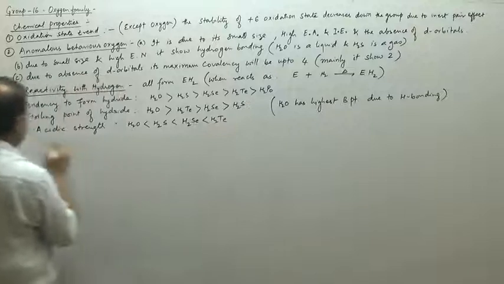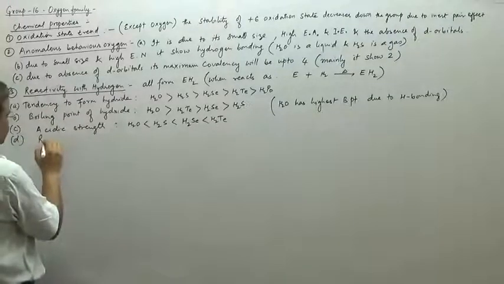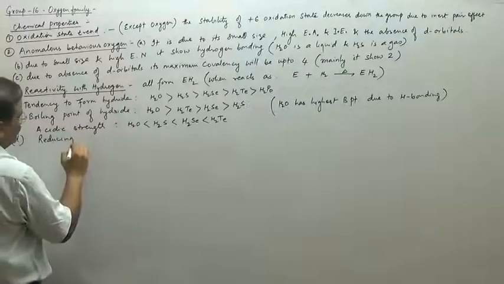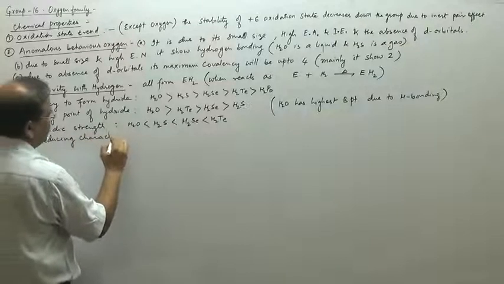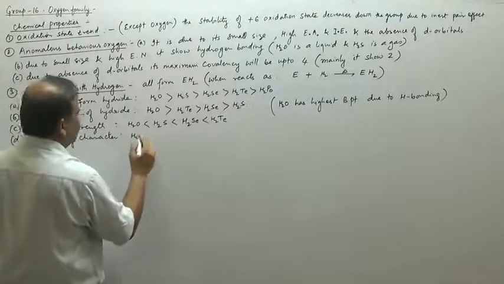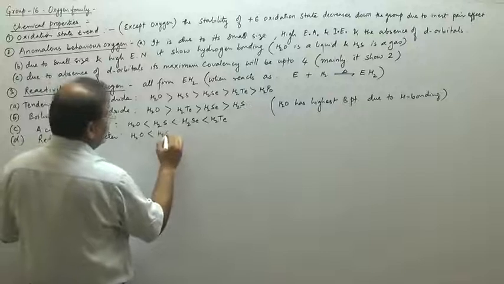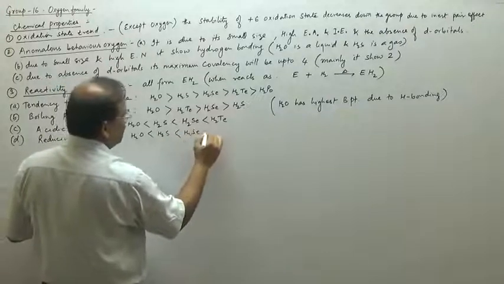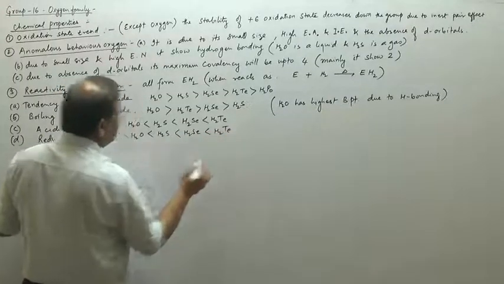So we can write like this. I can write the reducing character. The reducing character is H2O, which is less than H2S, which is less than H2Se, which is less than H2Te. That is the reducing character.